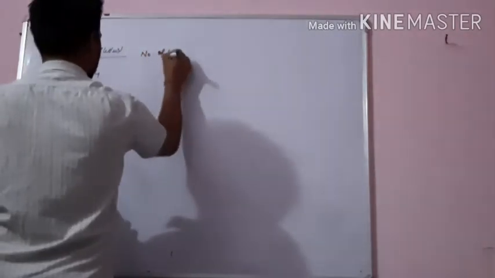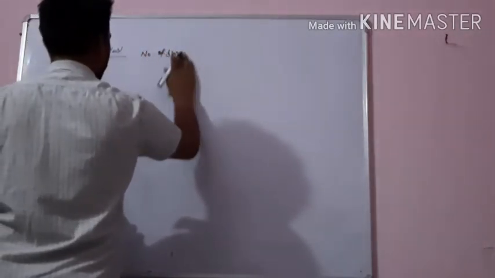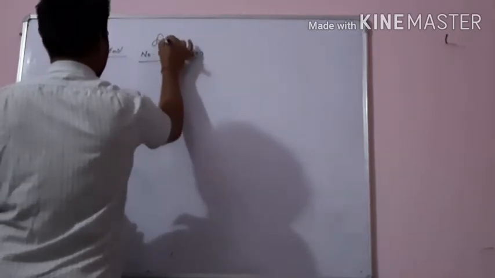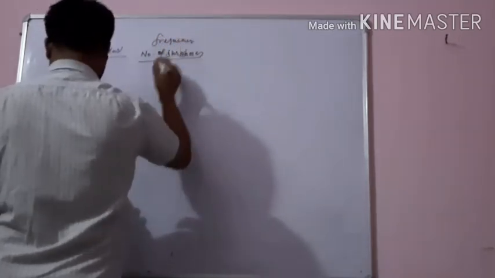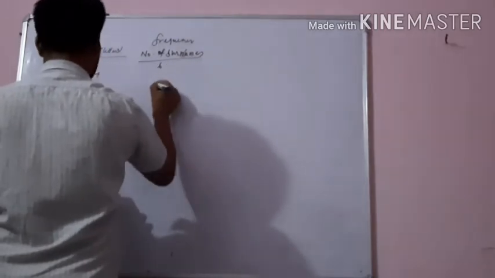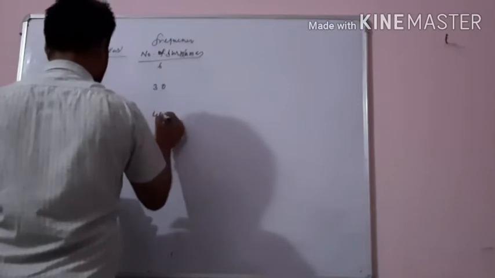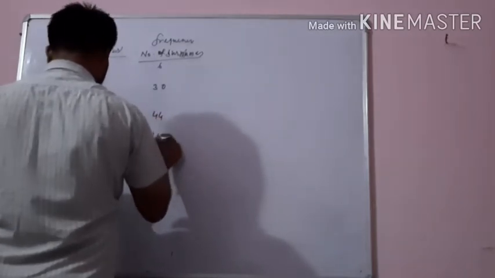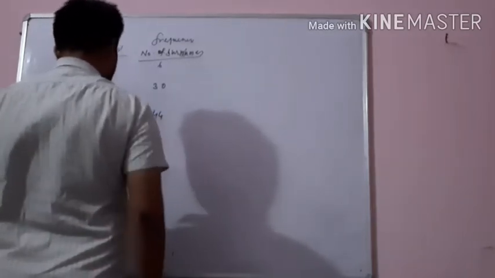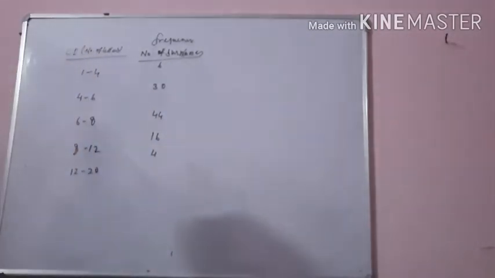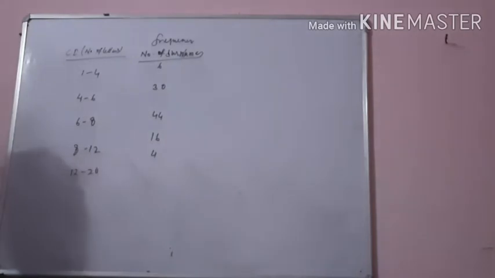The number of surnames is the frequency. This will be the frequency: 6, 30, 44, 16, 4. What question has been asked? Draw the histogram to depict the information. Write the class interval in which the maximum number of surnames lie.